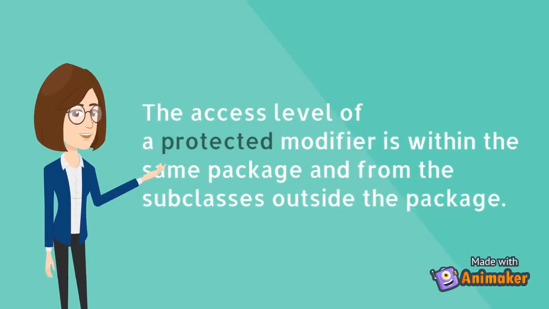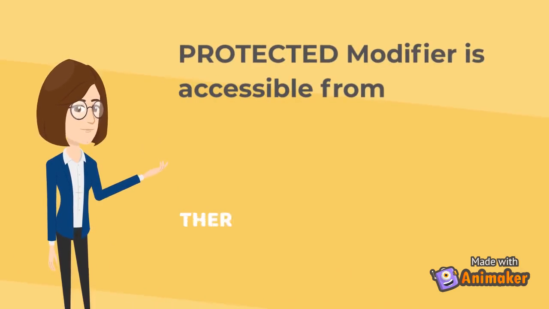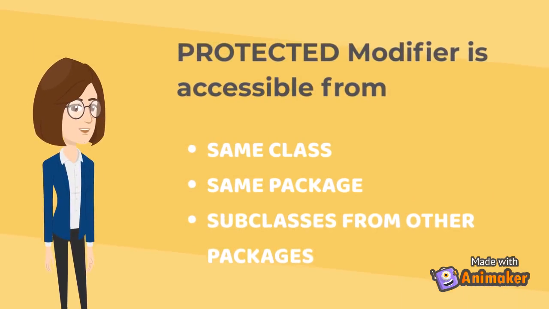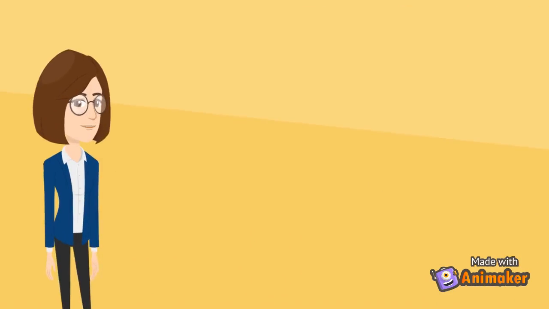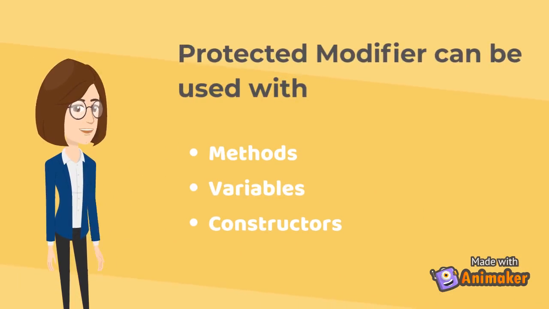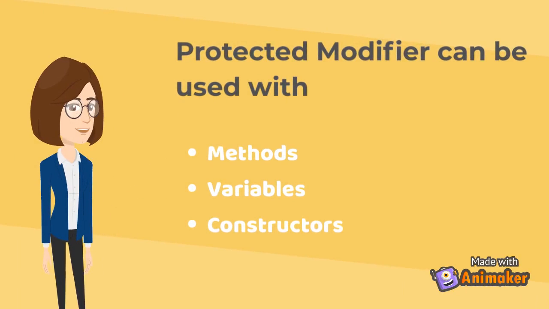The access level of a protected modifier is within the same package and also from the subclasses of different packages. The protected modifier is accessible from the same class, same package, and the subclasses from other packages. The protected modifier can be used with methods, variables, and constructors. It cannot be used with classes.